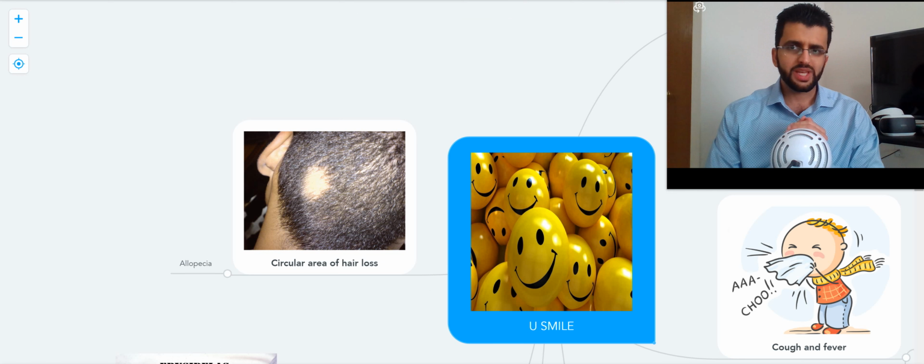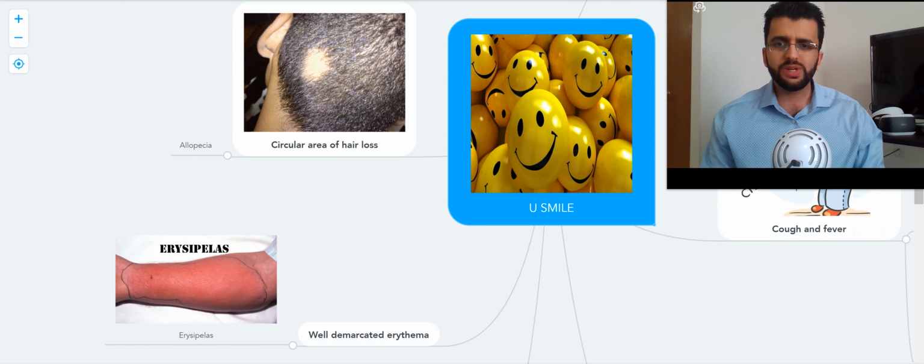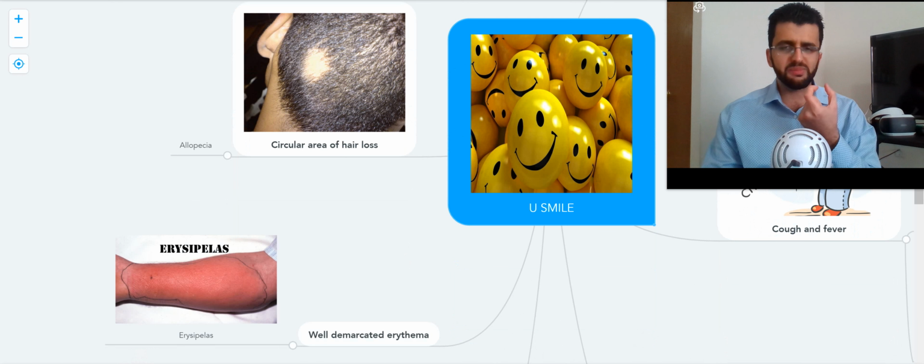You pause, and then you think about the answer, and then you continue, and you find out the answer. It's alopecia. So whenever you see that term, circular area of hair loss, this is alopecia. You pick that and you move on. Whenever you see well-demarcated erythema, this is erysipelas. You pick that and you move on.